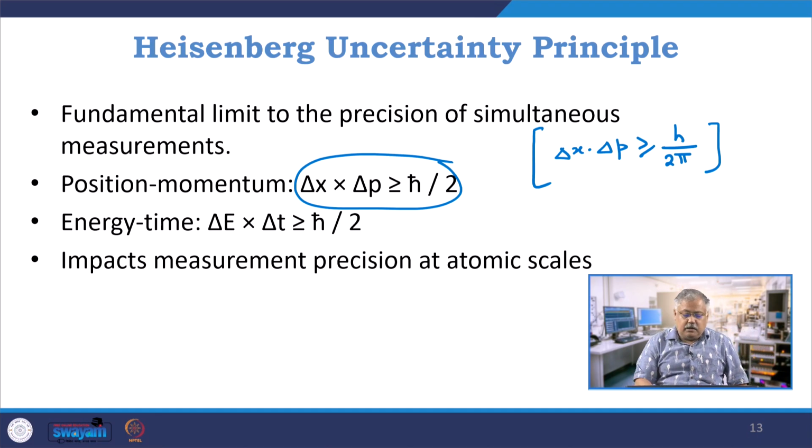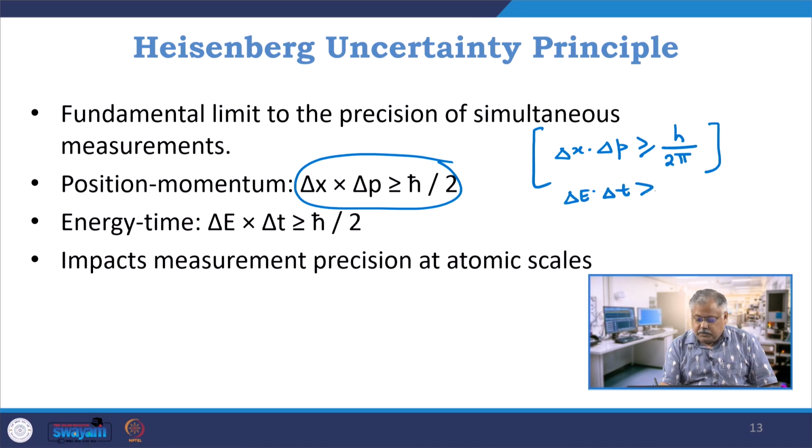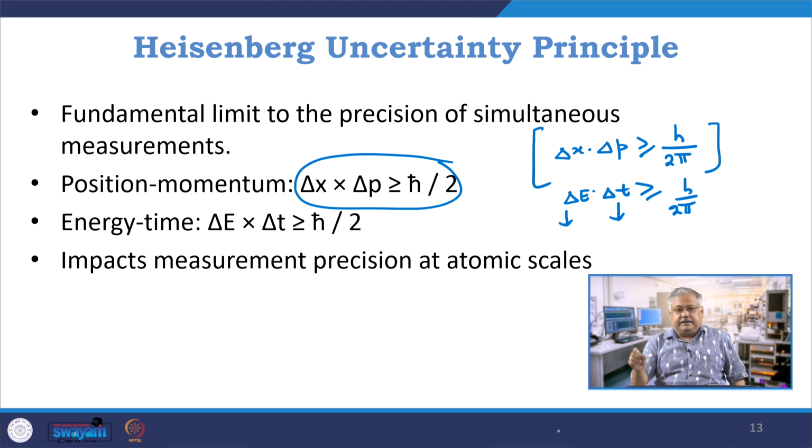There is also another Heisenberg uncertainty principle, and that is delta E times delta T should be greater than or equal to h by 2 pi. Delta E is the accuracy of finding the energy, and delta T is the exact time which you are trying to measure from that particular point.